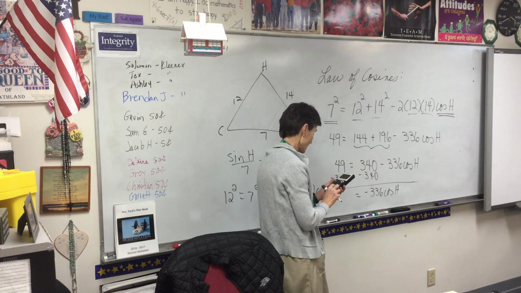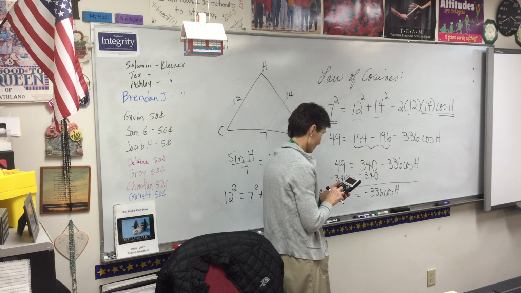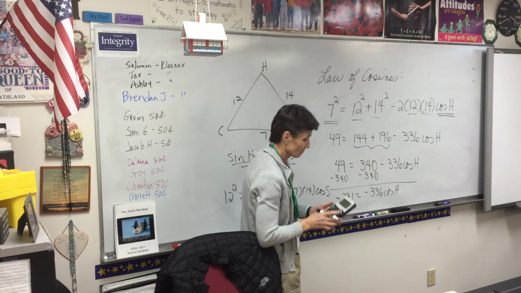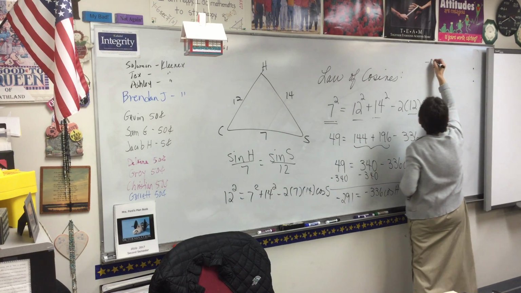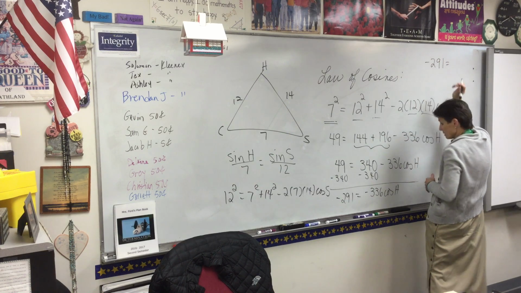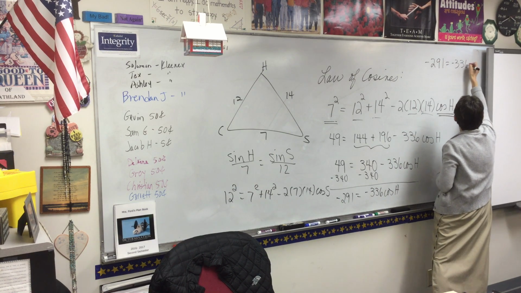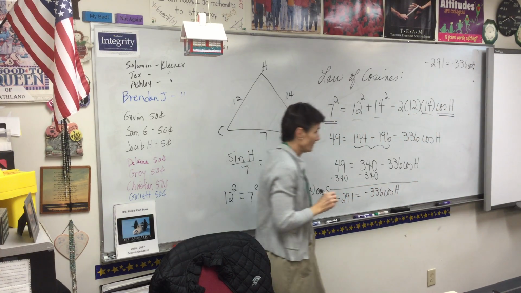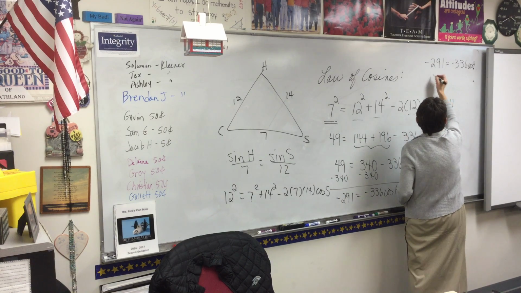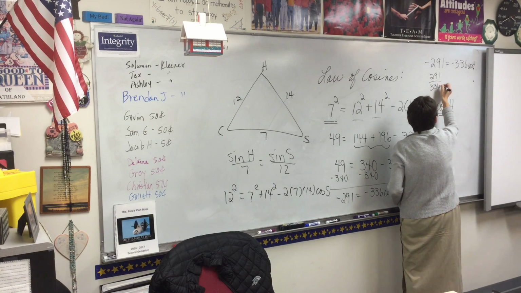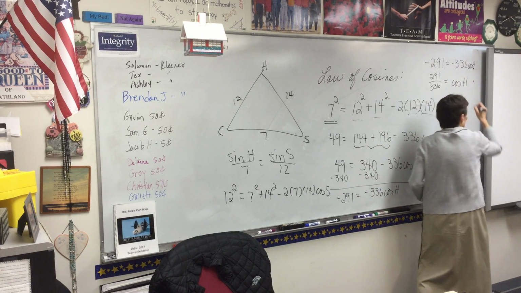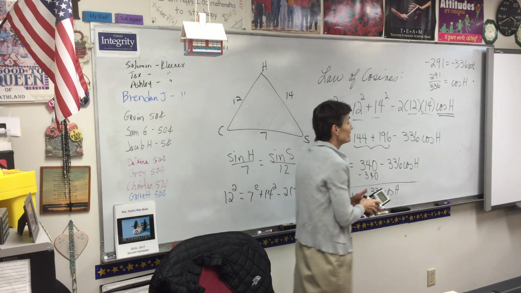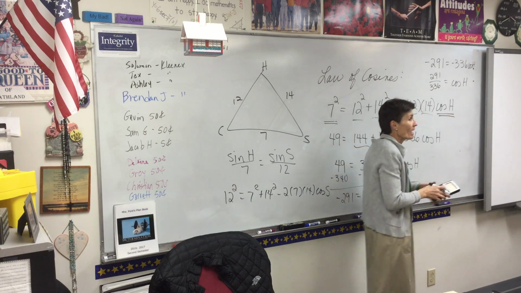And over here we're going to have negative 291. So we have negative 291 equal to negative 336 cosine S. Now what? Divide by 336. So we have 291 over 336 equals cosine S. So now we're going to take the inverse cosine of that fraction. Macy?